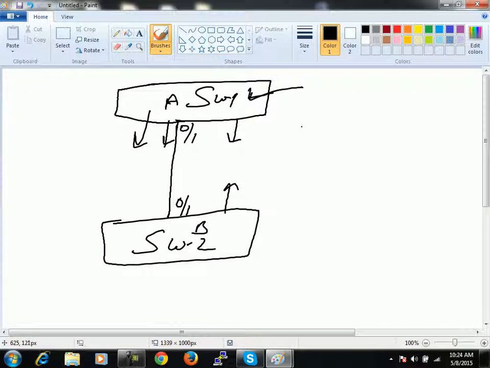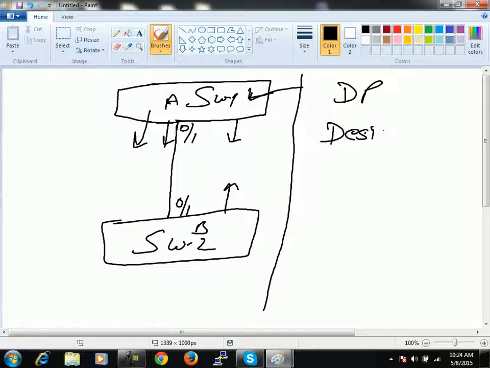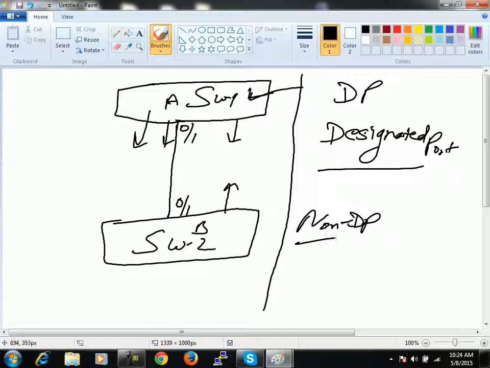Now put this root bridge election aside and let's talk about the port states. You know very well that in STP we have two types of interfaces. One is DP, which is known as designated port, and the other is non-designated port. We have only two classes. Remember that DP will always be in forwarding state.